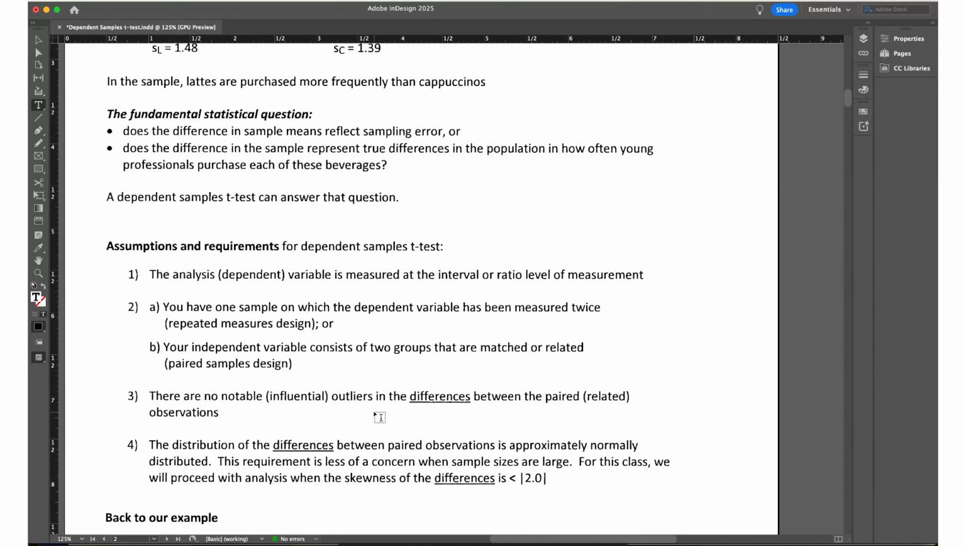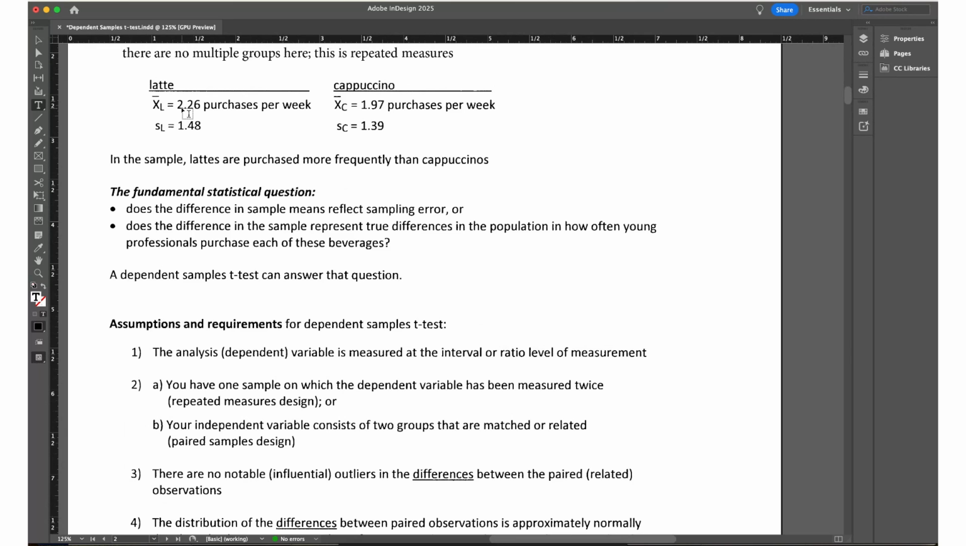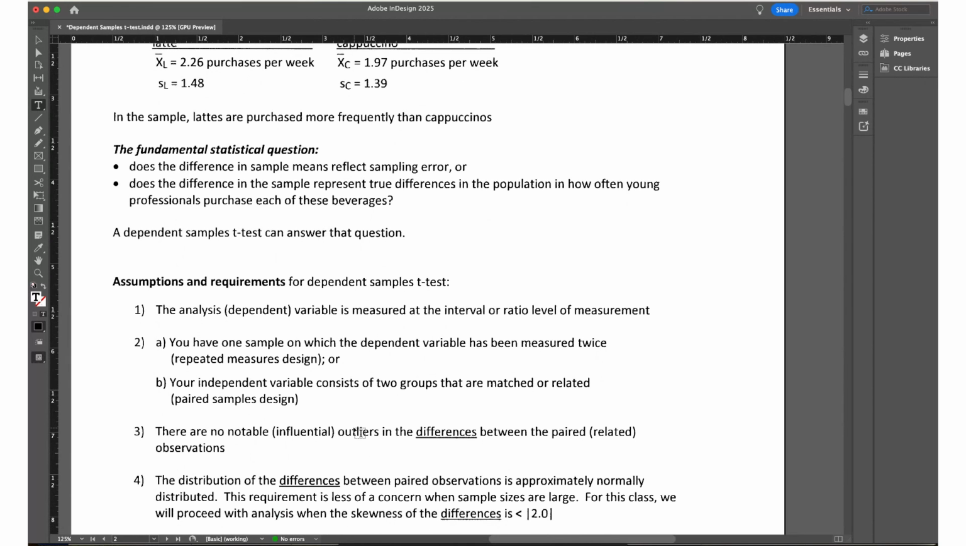And then number three and number four, on the surface, look the same as the assumptions we need for the independent samples t-test, but there's a crucial difference here. Yes, we're looking at outliers, but we're looking at the differences between the paired observations. We're going to take the difference between number of latte purchases and cappuccino purchases from the same person, do that for all observations, and from those differences, look for outliers.